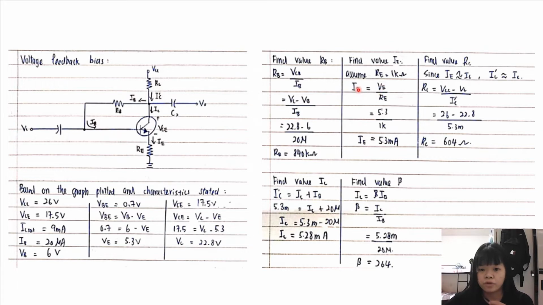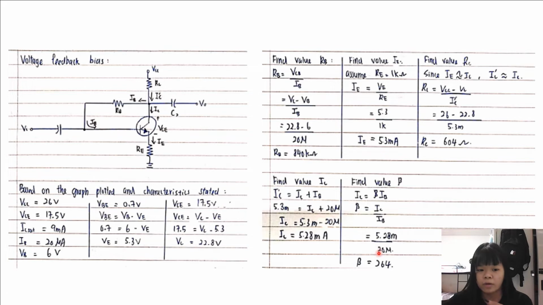Then we will find the value of IE. Before that, we assume the RE equals 1 k ohm, so we use IE equals VE divided by RE. So the final answer is 5.3 mA. And then we find the RC, using VCC minus VC divided by I prime C. So the final answer is 604 ohm. And then we find the IC with the formula I prime C equals IC plus IB. So the final answer is 5.28 mA.